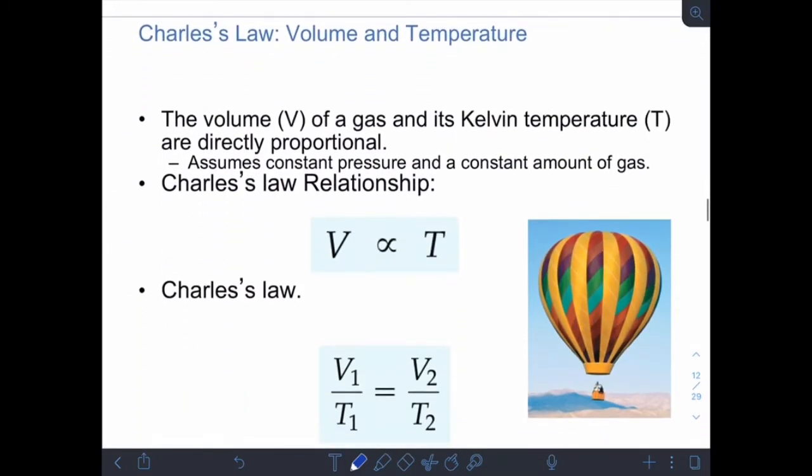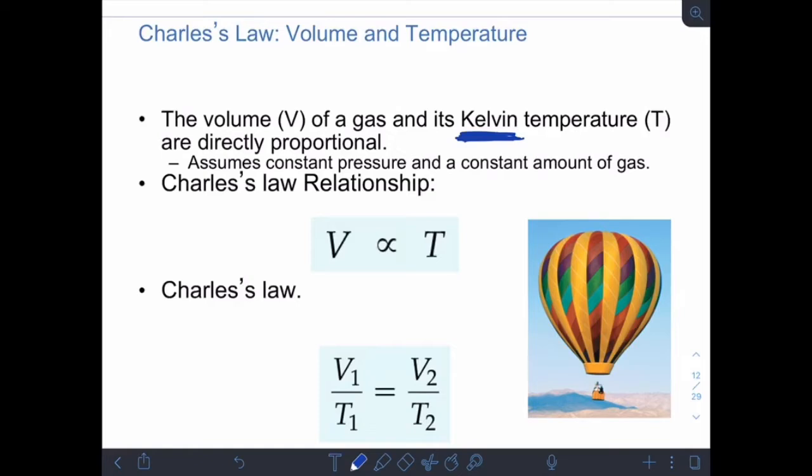So our next one relates volume and temperature. So the volume of a gas and its Kelvin temperature, and I want to make this very, very clear, I'm going to underline this a lot, that when we're doing gas law problems, all gas law problems, and let me say that again, all gas law problems, your temperatures need to be in kelvins for these equations to work.